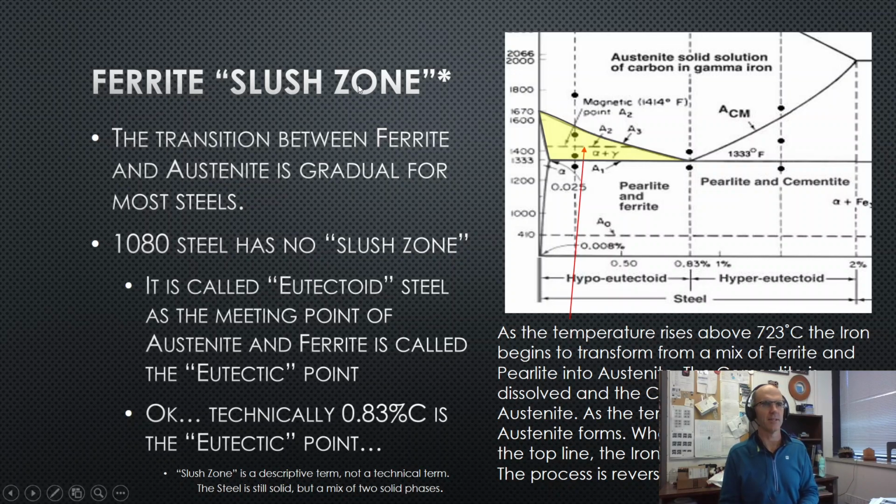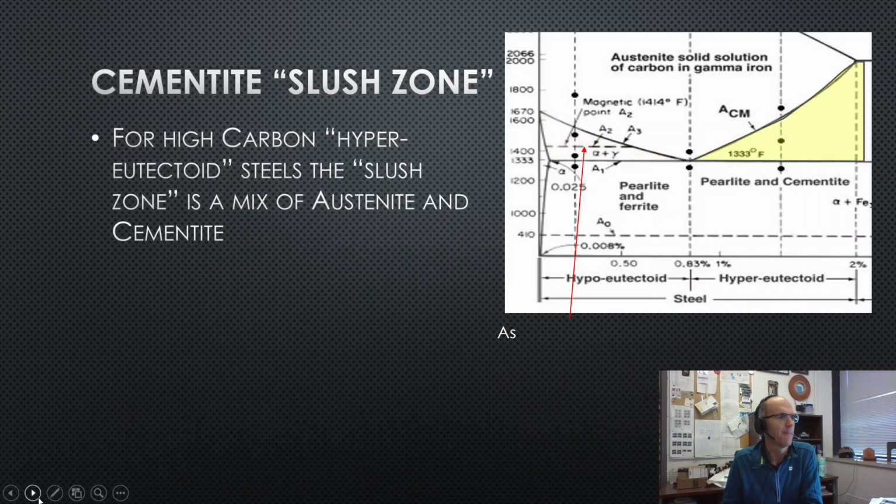You'll notice that the slush zone only exists up to 0.83% carbon. This is where our 1080 steels come in, and they really don't have a slush zone in there. So they have some interesting behavior characteristics when they cool, and you'll see us refer back to this as a eutectic point. Okay, and yeah, so let's take a look at the next slide right here.